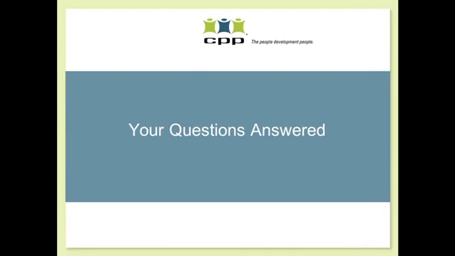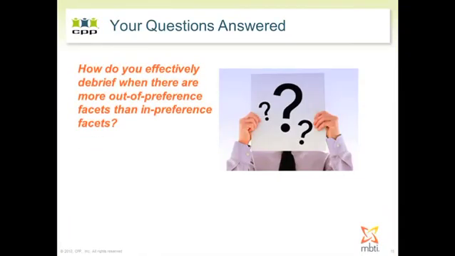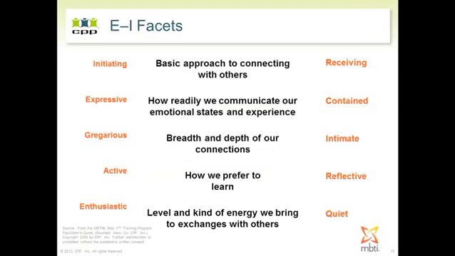So let's go ahead and dive into some of the questions you submitted and help you to better understand how to use this tool, Step 2 results, with your particular clients. A great question: how do you effectively debrief when there are more out-of-preference facets than there are in-preference facets? Great question, and let's look at E and I as an example. If you have someone who has a preference for extroversion, and they have, let's say, contained or intimate or reflective, those particular facets fall out of preference.